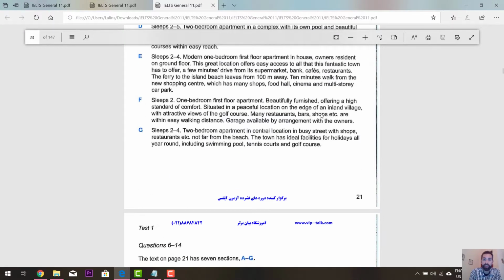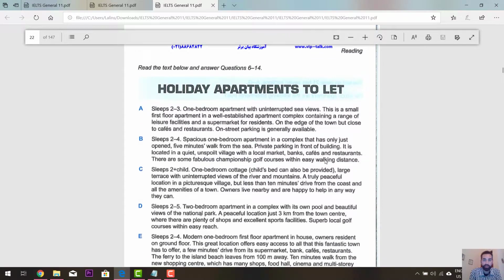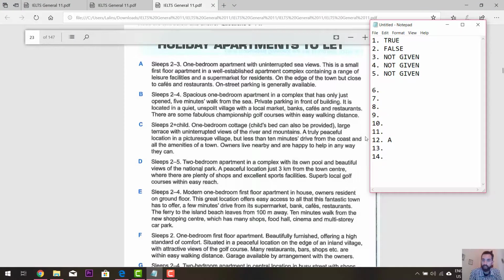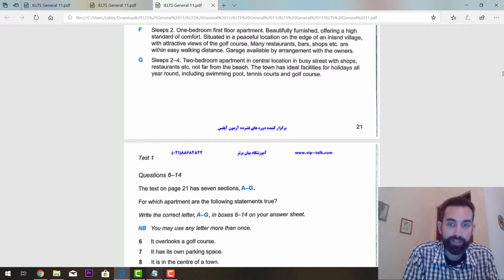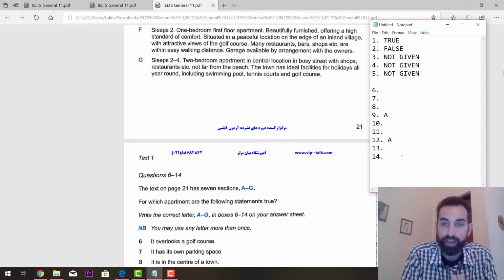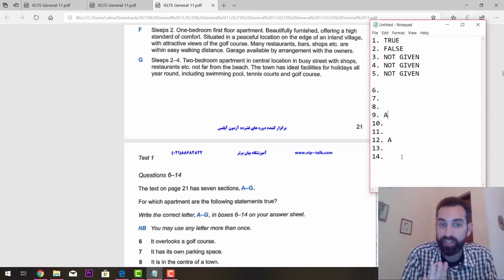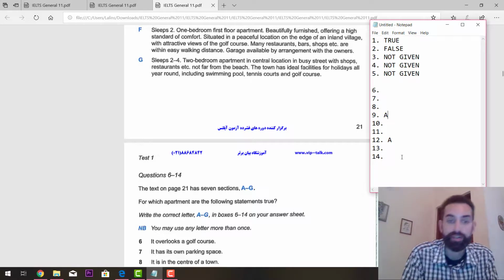9 would also be A. Okay, so uninterrupted sea views. 9 is also A. As you can see, 9 and 12 both had the same answer. It was apartment A, because there were two separate details, but which the criteria of A still fulfilled. So that was the answer for those two questions. It was the same answer.